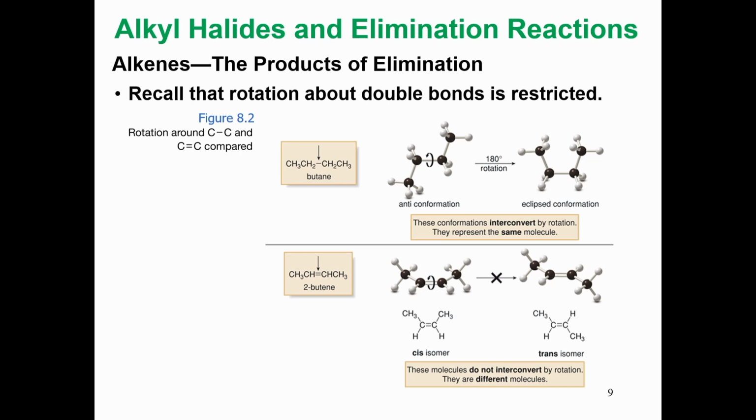The difference between alkane and alkene is that in alkane, rotation at 180 degrees is possible. It means that I can move from staggered to eclipsed. I can interconvert by rotation. But in alkene, because of the double bond, rotation is not possible, so interconversion is not possible. Rather, we have isomers, which are cis and trans, because of the restriction in rotation.